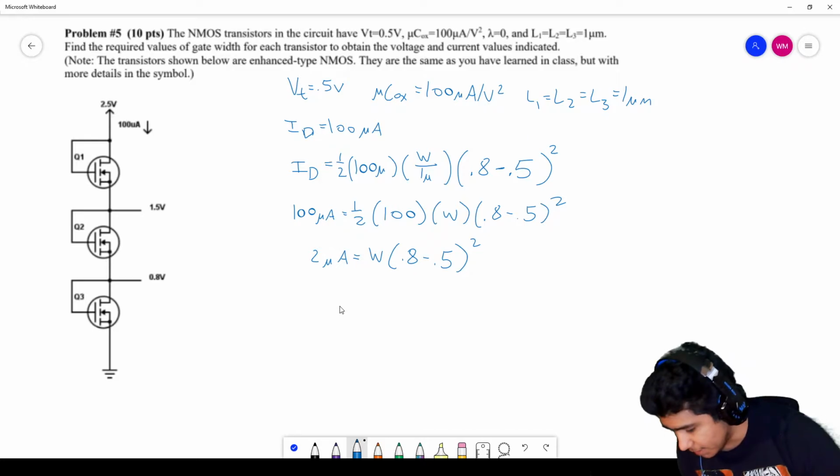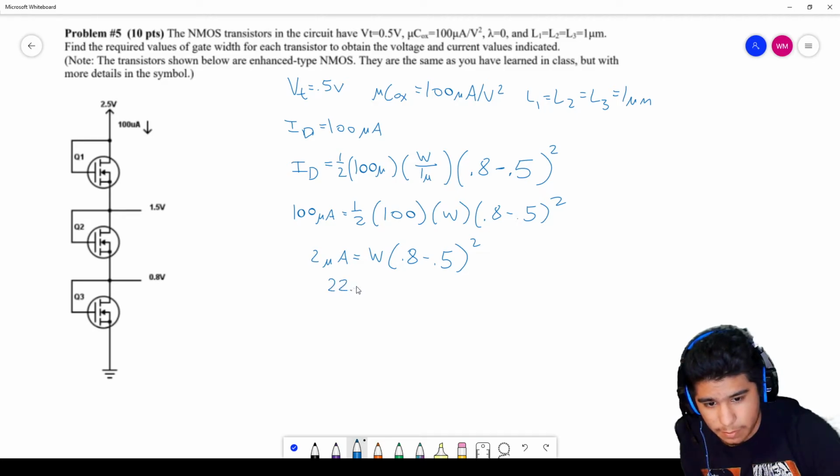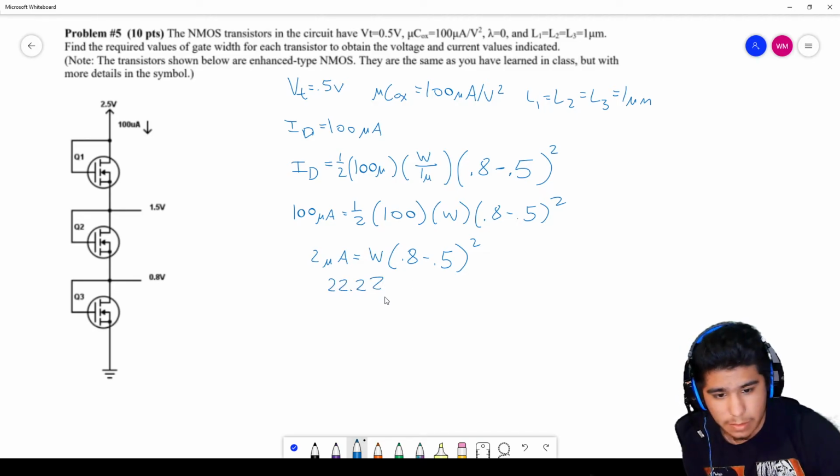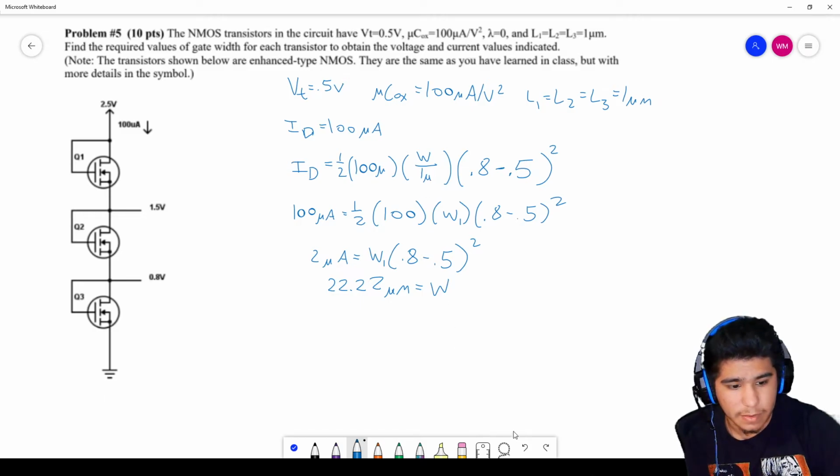And to save us the time, I believe that will leave us with 22.22 micrometers equals W. We'll call this W1. Actually, W3 to match Q3. Alright, sweet. So we got one answer.